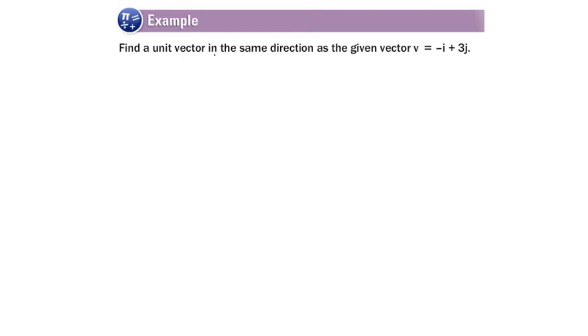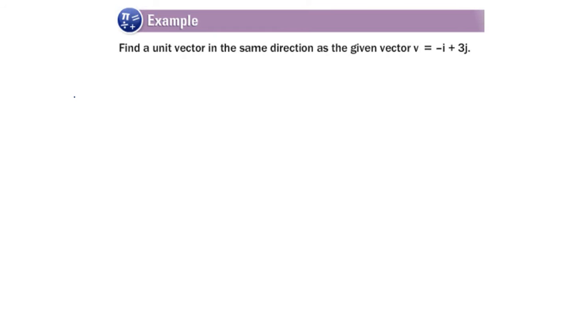Alright, last little objective for the day. We want to find a unit vector. So remember, a unit vector just has a magnitude of 1 in the same direction as the vector they provide for us here. So we've got vector v, and it's negative i plus 3j.